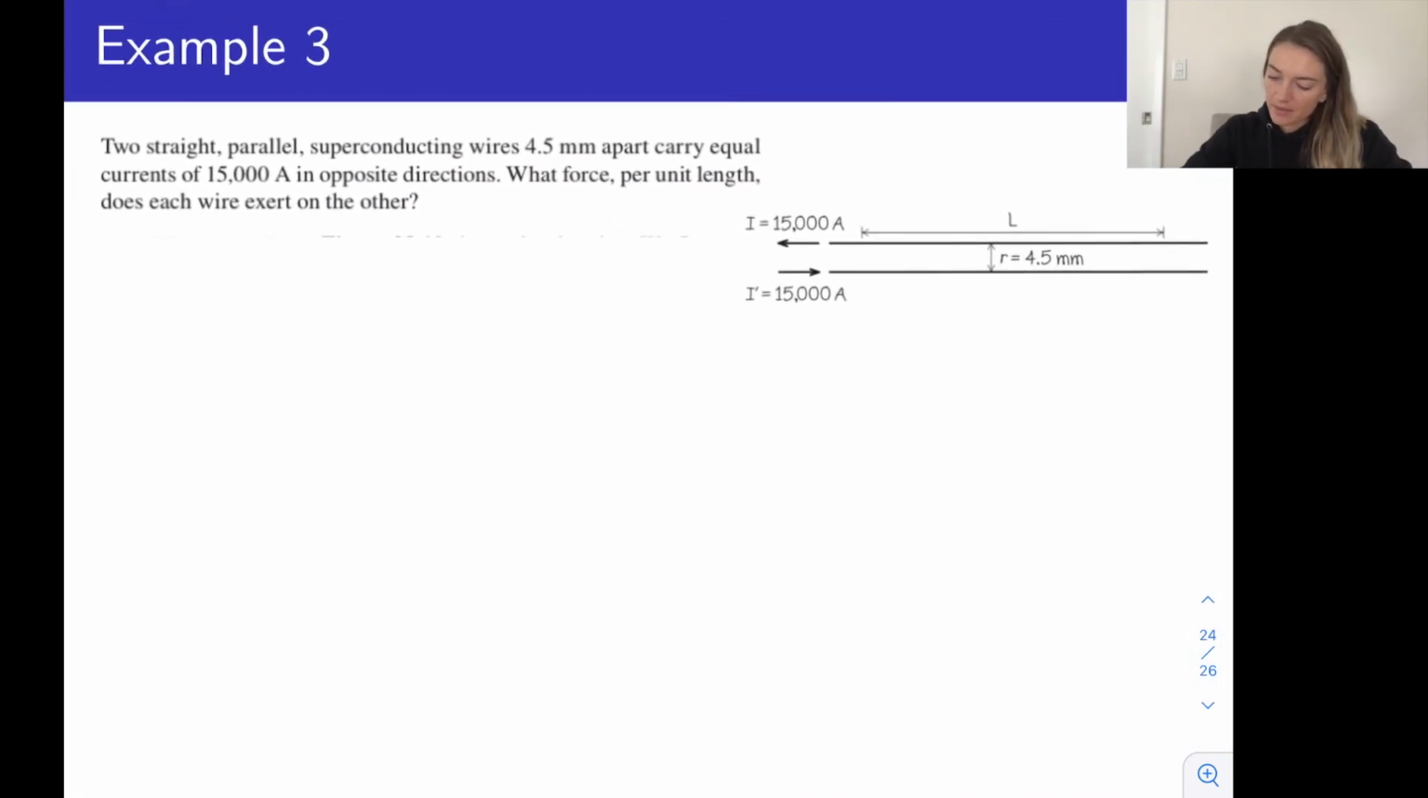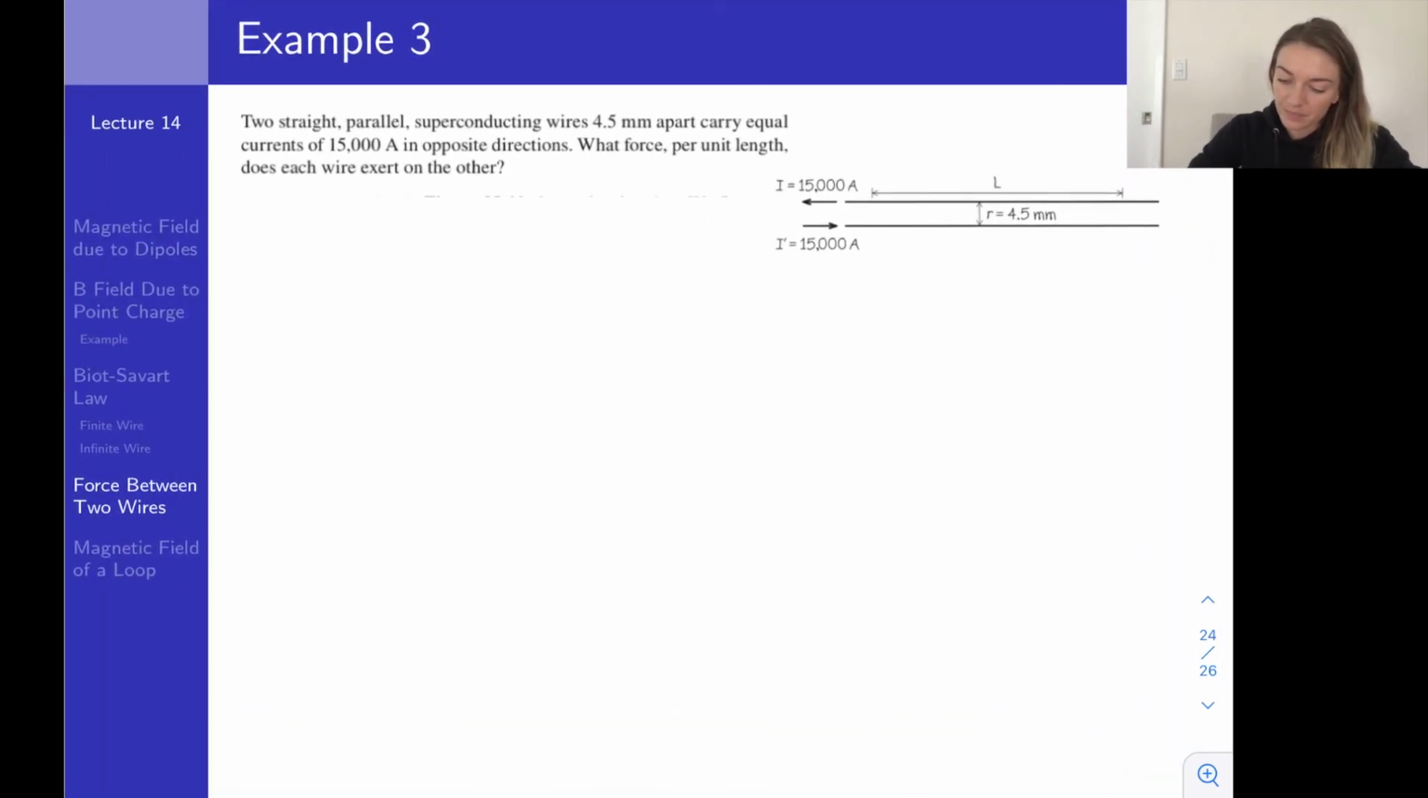So here we have 2 straight parallel superconducting wires that are 4.5 millimeters apart. They carry equal currents of 15,000 amps in opposite directions. What force per unit length does each wire exert on the other?